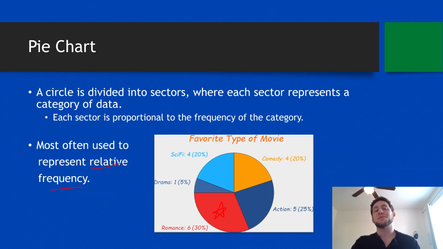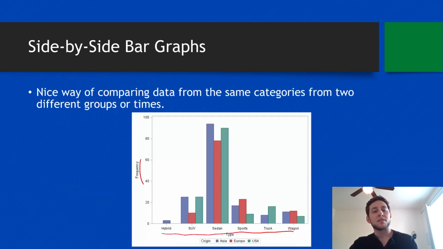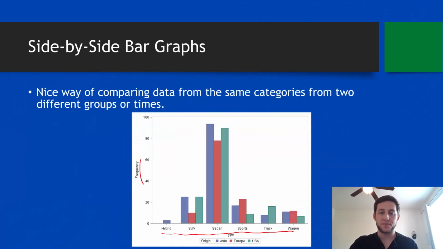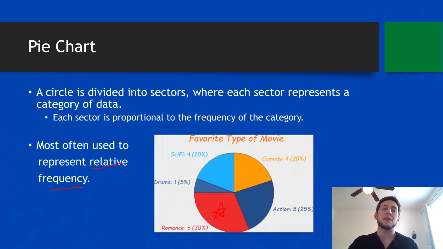Now, when I ask you to make any of these, just make sure you're clearly labeling everything. For instance, on your bar or Pareto graphs, make sure that you are labeling the horizontal axis well with your categories and the vertical axis well with either your frequencies or your relative frequencies. On a pie chart, make sure that you're clearly labeling each sector and that each sector is proportional to the frequency. Meaning, hey, this 5% vote should not be the same size as this 30% vote down here.